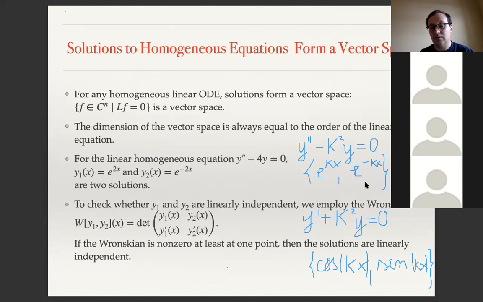So yeah, anyway, now what my other point was is that it does not matter how we came up with these two solutions as long as they are linearly independent. So in this case, I think that it's good to know these formulas. So y double prime minus k squared y and y double prime plus k squared y is equal to 0, what the solutions are. And then we use the Wronskian to check whether they are linearly independent or not.